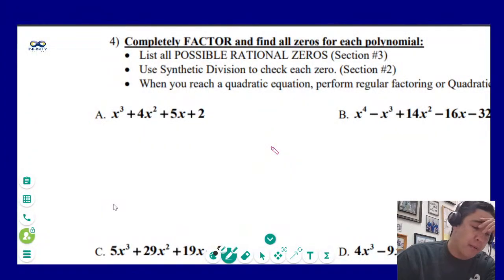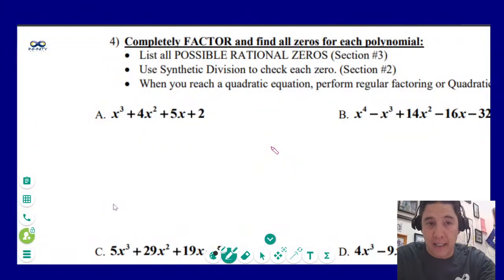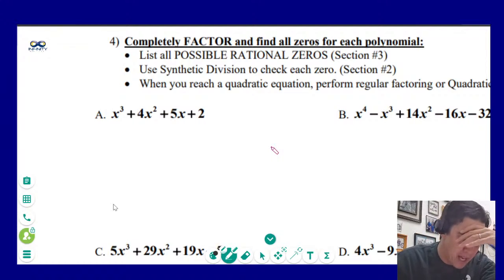So his problem, the question, and make sure you guys always read the question, because half the time you guys answer something and you don't realize that you solved something, but you didn't actually answer the question. So it says completely factor and find all zeros for each polynomial.